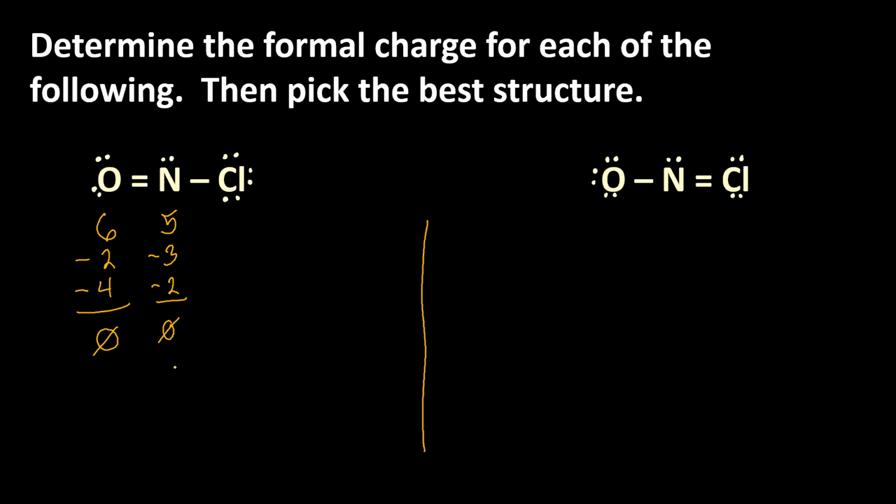And then chlorine. What's the valence of chlorine? 7 valence electrons. It's in group 7A. How many bonds are touching it? 1. How many electrons are touching it? 6. Hey, that works out to be 0. Hey, maybe my guideline wasn't full of hot air to begin with. Oh, but we don't know till we make a good comparison.